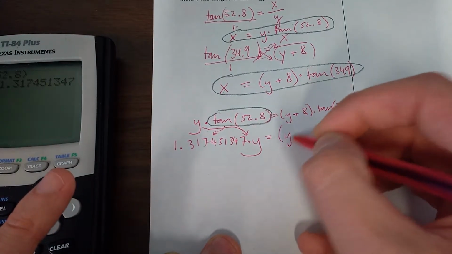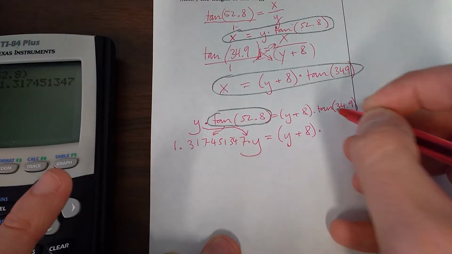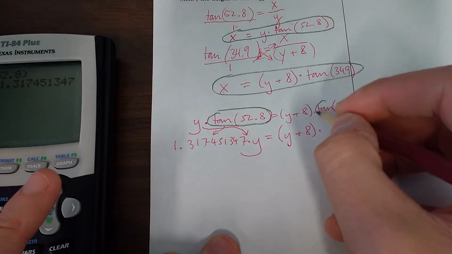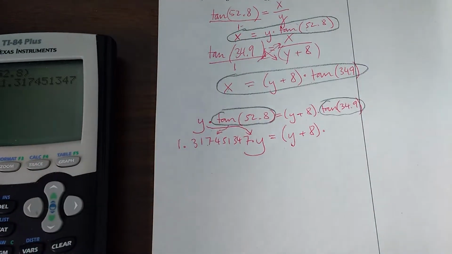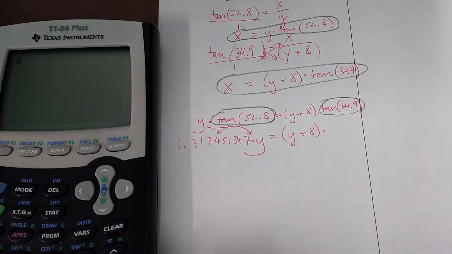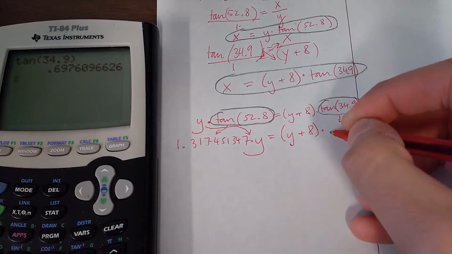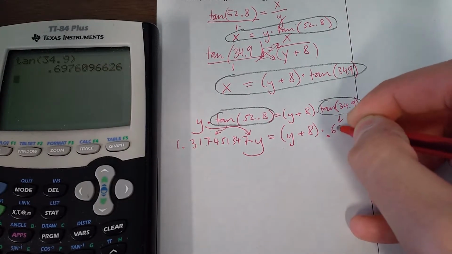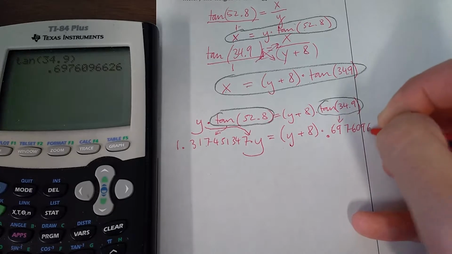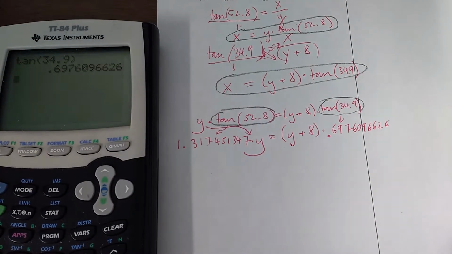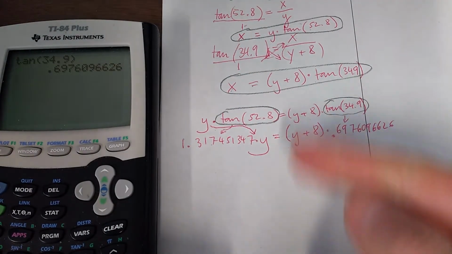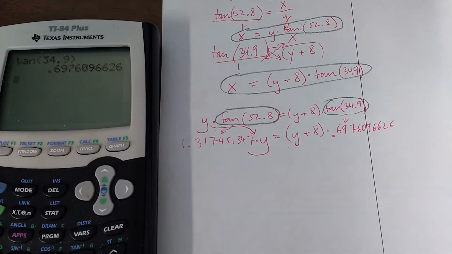Okay, and here we've got y plus 8 times tangent of 34.9. So let's see how much that is. Okay, so that is point. Okay. So now that should make it a little bit simpler because we don't have any sine, cosine, tangents anymore. We just have a normal equation. Okay, so now let's see.